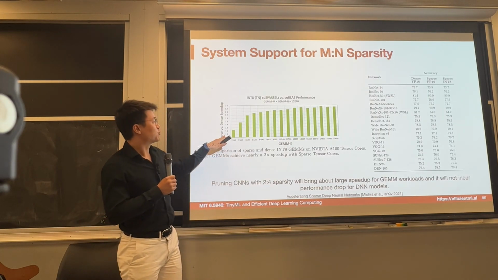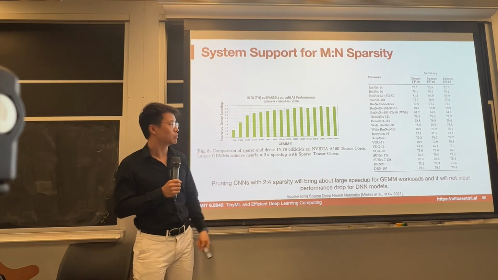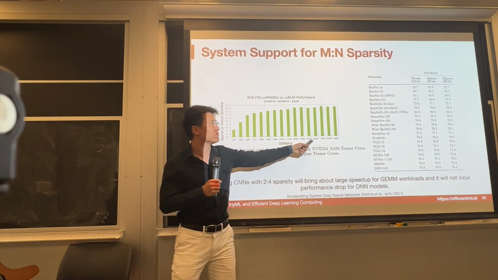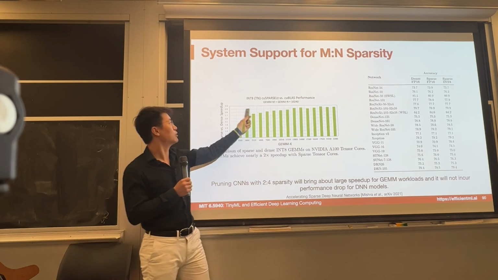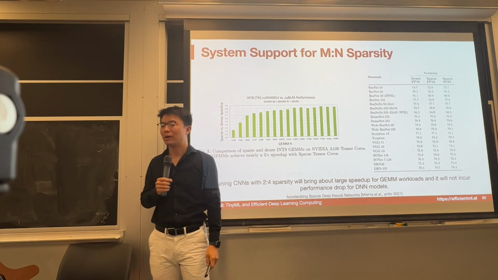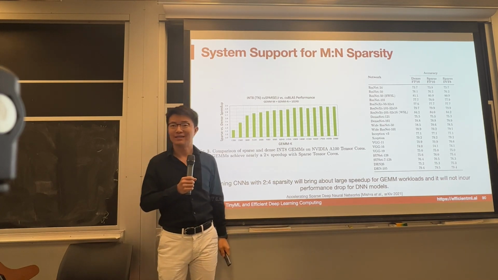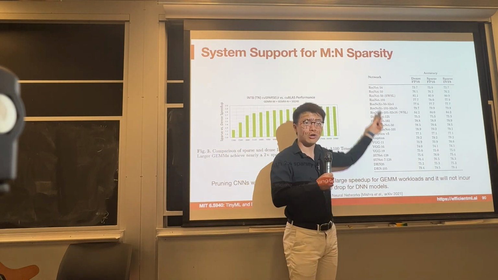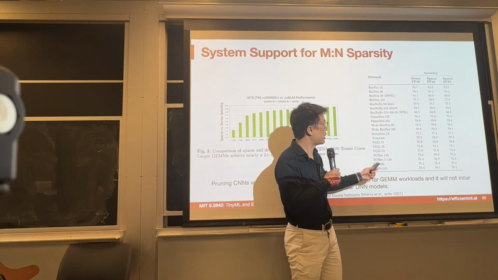So actually this is the sparse versus dense speedup result with different dimensions. Actually the larger the matrix, the higher the speedup. So almost 2x, roughly 1.8 to 1.9 times faster than the dense version across different matrix sizes. And this is across different popular neural network structures.